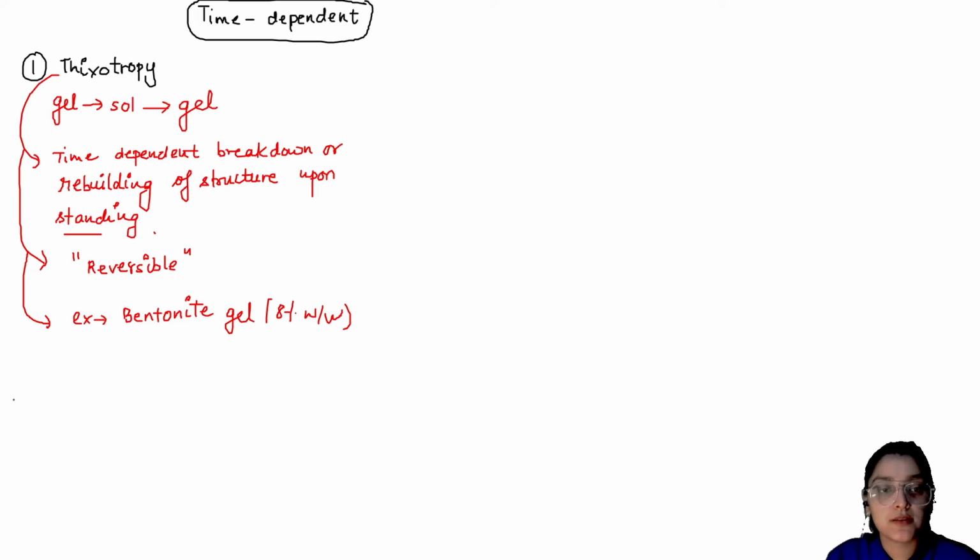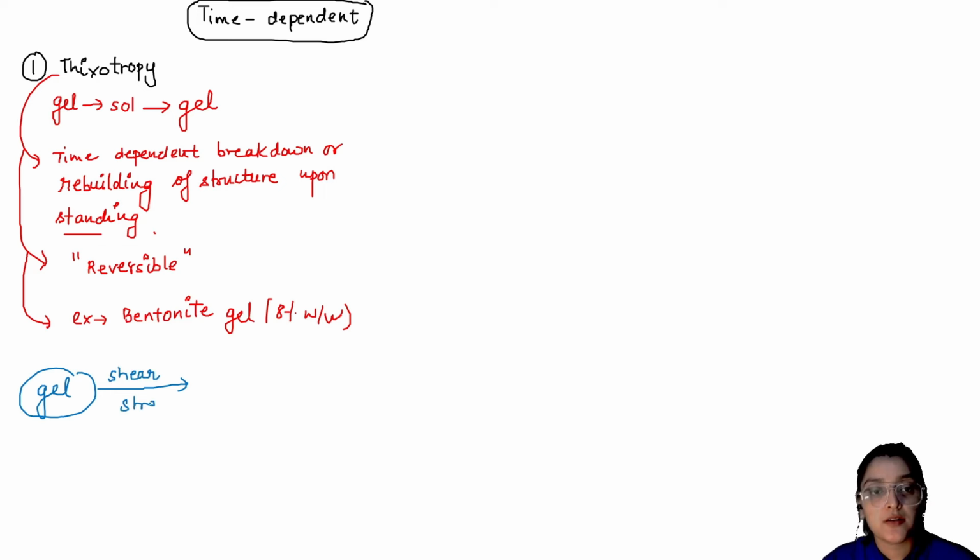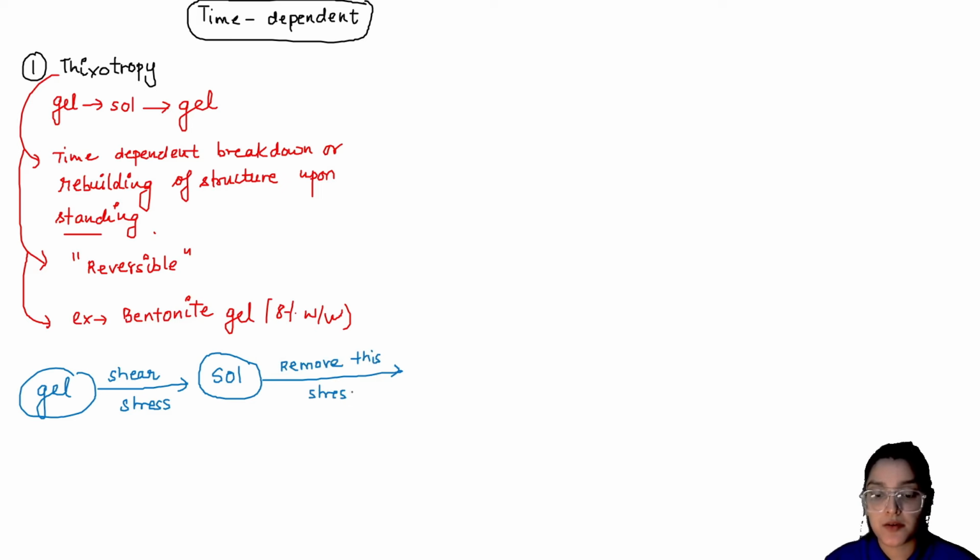Let's suppose you have a gel substance here, gel material here. Now you apply shear stress on it. You have a gel material on which you apply shear stress. Now you convert it into another state, that is the sol state. Okay students, now you remove this stress. What happens is this gel-sol converts back into a gel system.